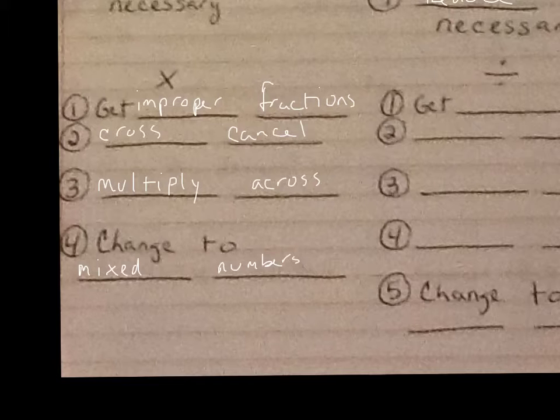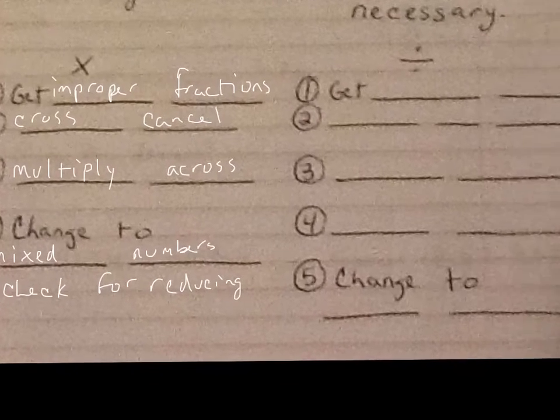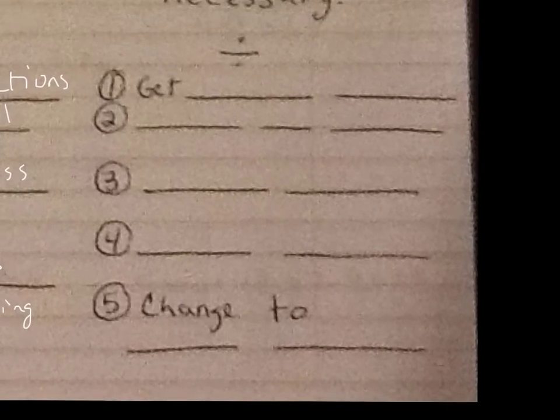Okay, and if you cross cancel, there shouldn't be any reducing, but if you did miss the cross canceling of anything, then you will have to reduce. So don't forget to check for reducing. So maybe we'll add that at the bottom. Let's do 5. Check for reducing. Make sure we get that in there. Alright, so multiplication, pretty simple. Change it to improper fractions, cross cancel if you can, and then multiply across and change it back to mixed numbers.